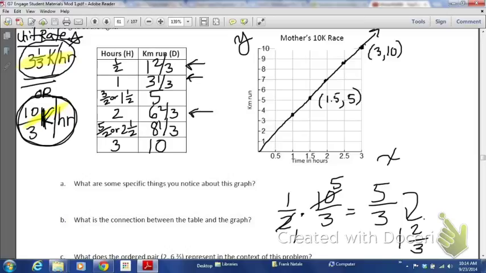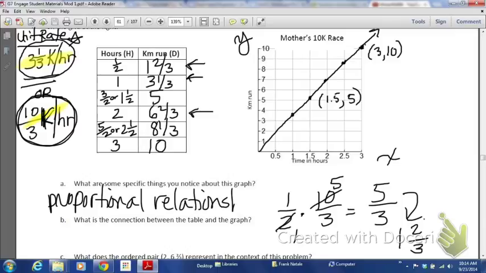on the line. Okay, and so what are some of the specific things you can say about this graph? It forms a straight line, and it runs through the origin, right? So it relates hours to kilometers run, and the straight line through the origin means that the values are proportional. So it shows a proportional relationship, because it fits those criteria. Okay, so what is the connection between the table and the graph?